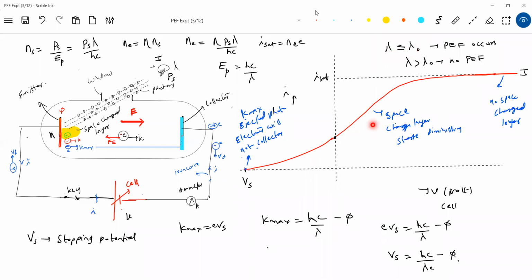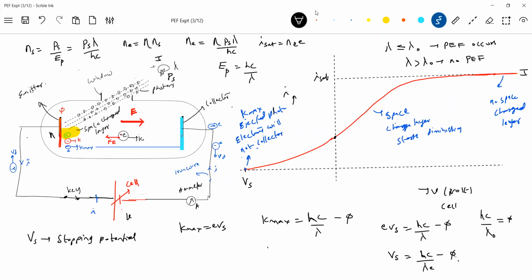Hc by lambda should be equal to work function. So separately, if you want, you can write it here. If you want to replace work function, you can replace. And what is lambda naught? Threshold wavelength it is. We are not discussing the threshold wavelength here.